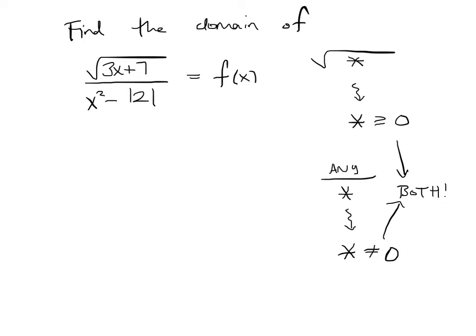Okay. In this example, we know that 3x plus 7 has to be greater than or equal to 0. And in the denominator, we know that... Be careful you don't leave it. Okay, and then the denominator.